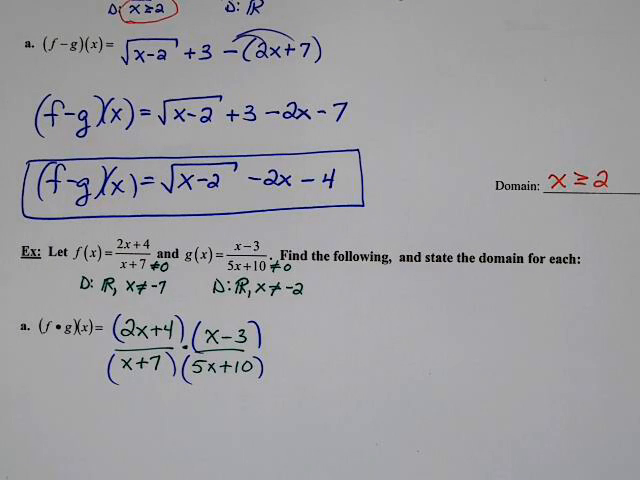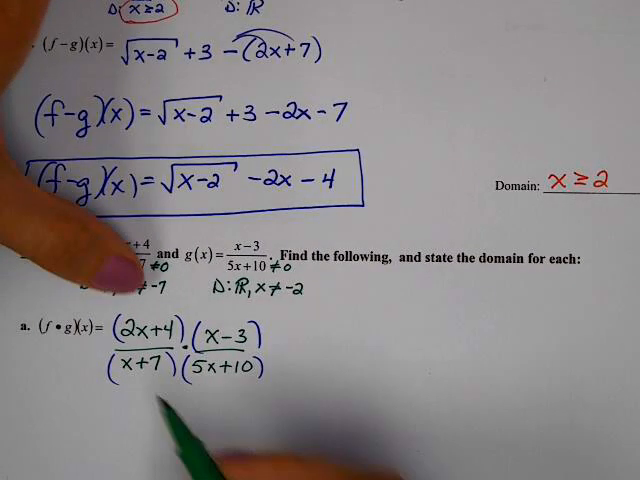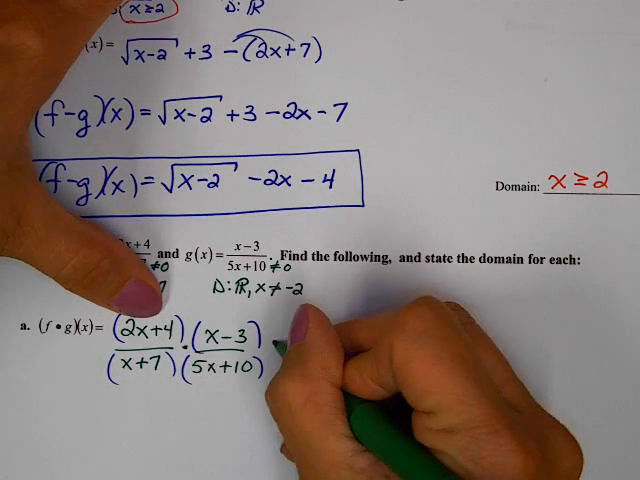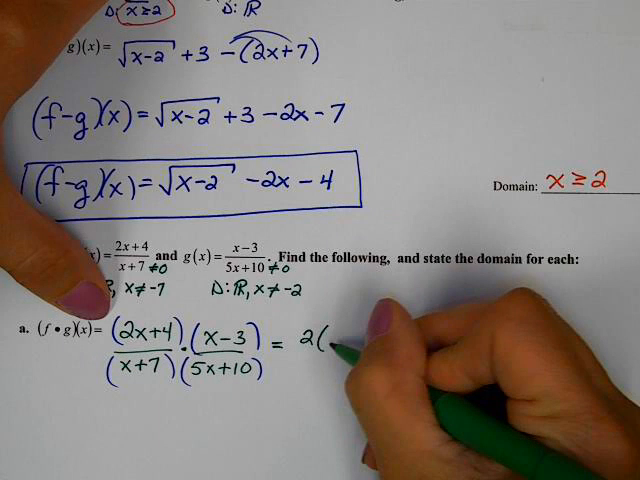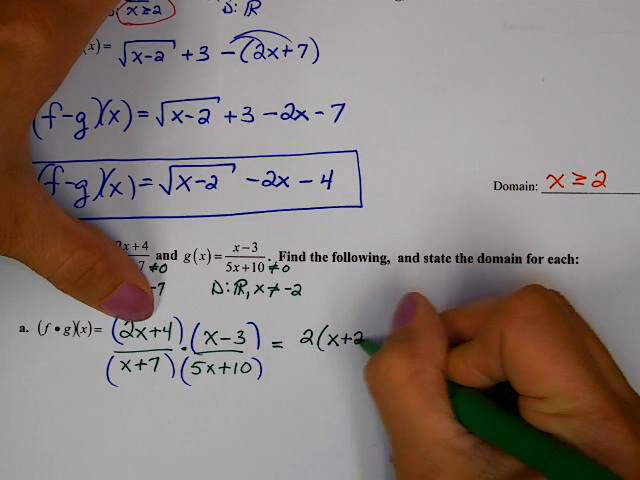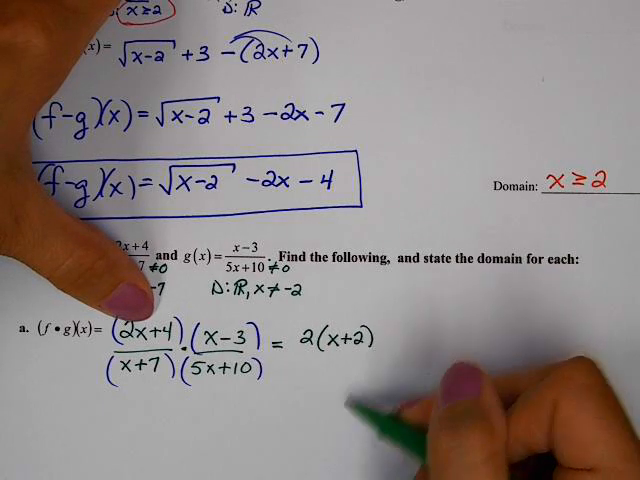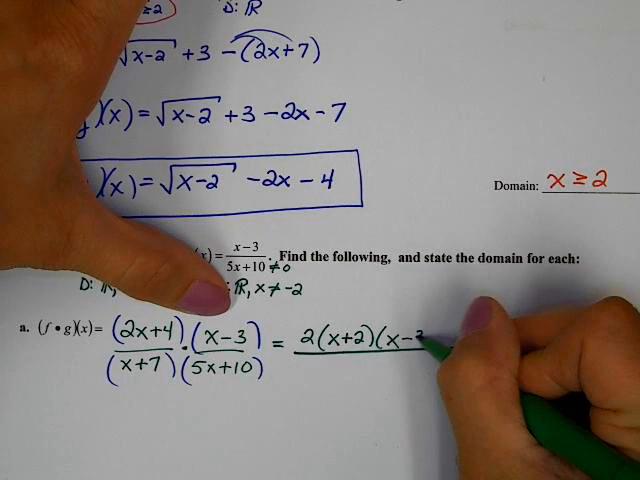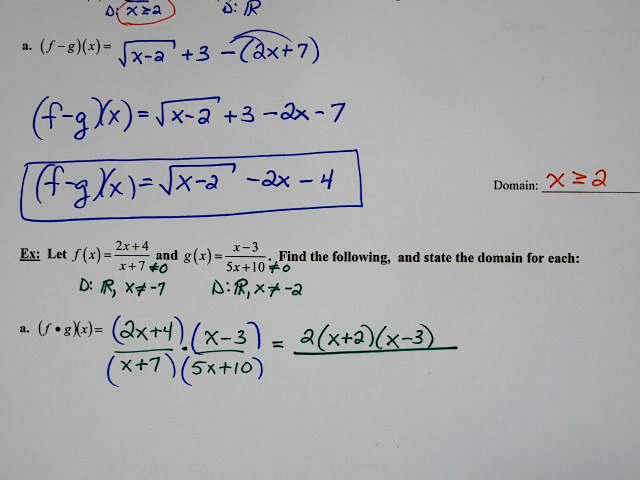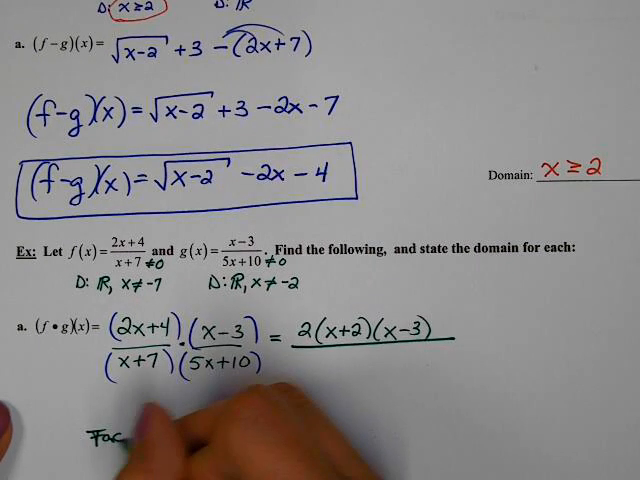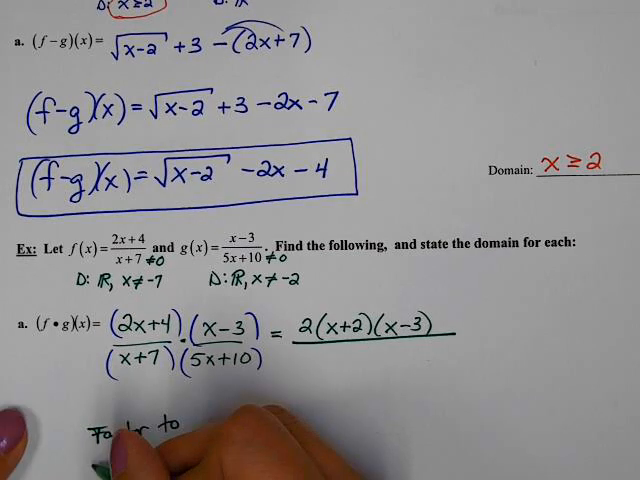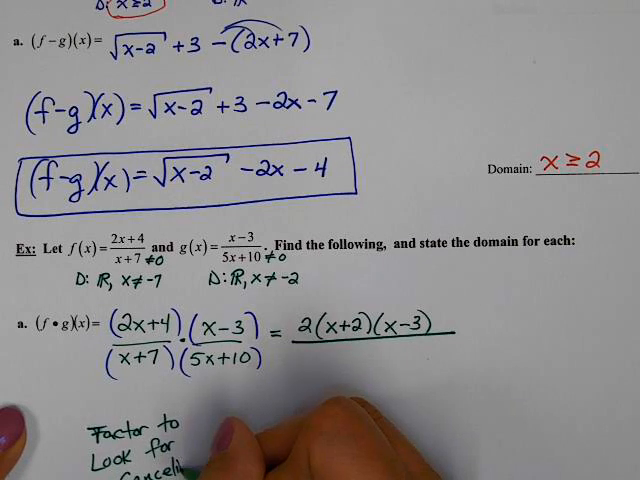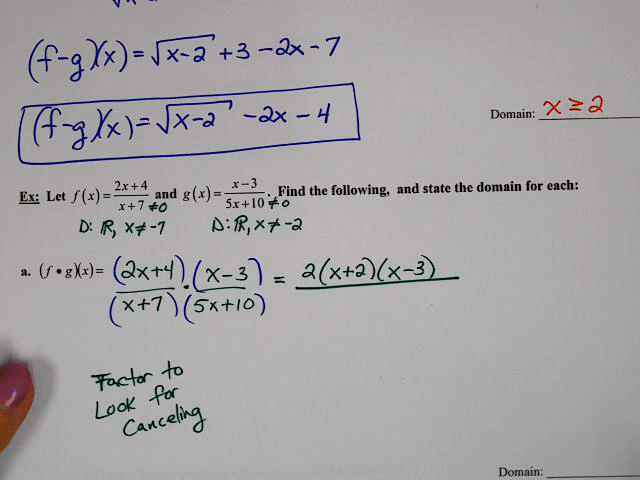No slicing and dicing. Can I factor though? Can I factor something out of here? I'm noticing they both have a 2. So what I'm going to do is factor a 2 out, leaving me with the quantity x plus 2. Now that 2 might cancel, or this quantity might cancel. So I'm going to write all the factors in the numerator. Why do you factor? To look for canceling. So you look for common factors to see if anything cancels.